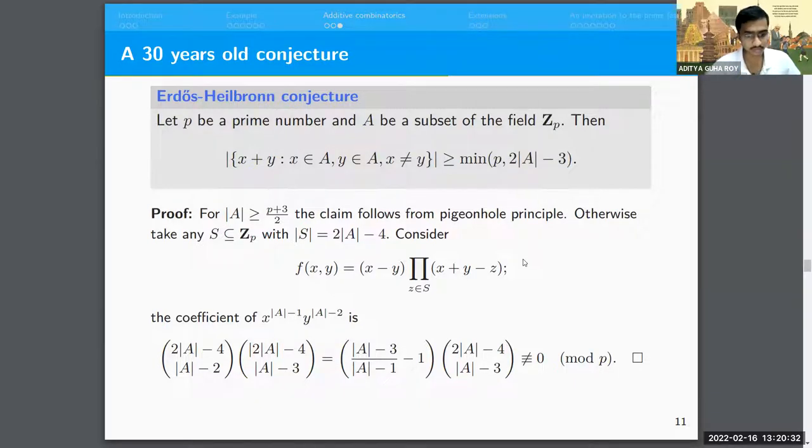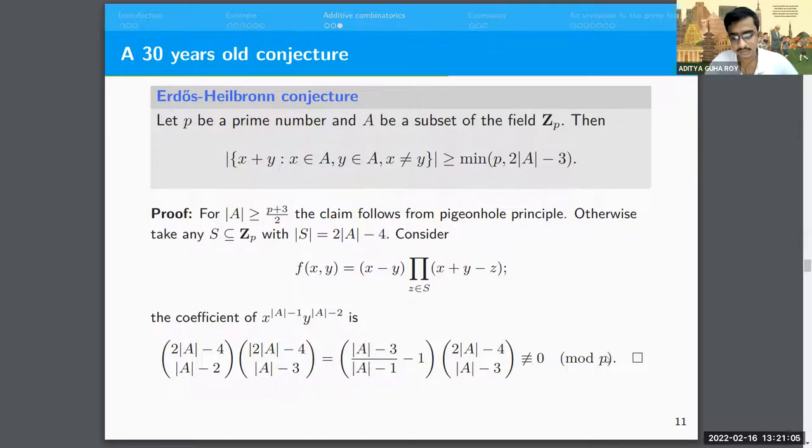And you consider defining a polynomial f(x,y) to be (x minus y) times the product over z belonging to S of (x plus y minus z). Then the coefficient of x to the power cardinality of A minus 1 times y to the cardinality of A minus 2 is just twice cardinality of A minus 4 choose cardinality of A minus 2, times twice cardinality of A minus 4 times cardinality of A minus 3. And this can be rewritten in terms of cardinality of A in this way.